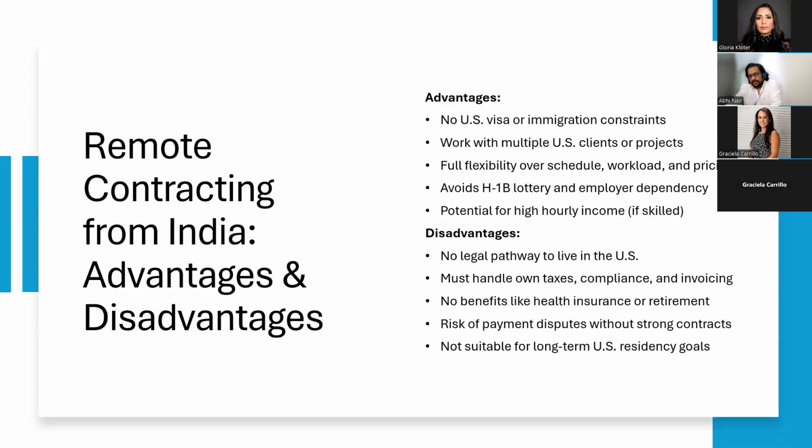But there are limitations too. This setup doesn't let you live or stay in the US, so there is no replacement for work visas. You have to manage your own taxes, legal compliances, and invoicing. In my case, under Indian law, there is no benefit, no health insurance, no paid leaves, and no long-term job security. And without strong contracts, you might run into payment issues, especially across borders. So it's a good short-term to mid-term solution for those prioritizing flexibility and income. But if your long-term goal is to live or settle in the US, your company should file H-1B while you are living in India so that you can come back.